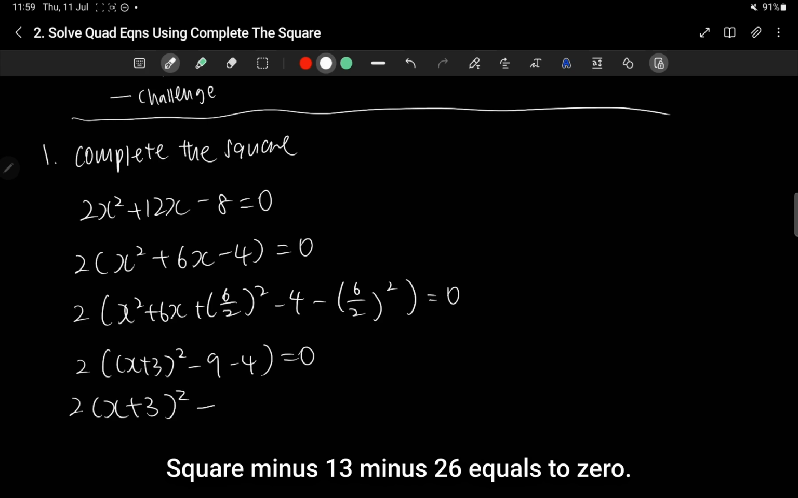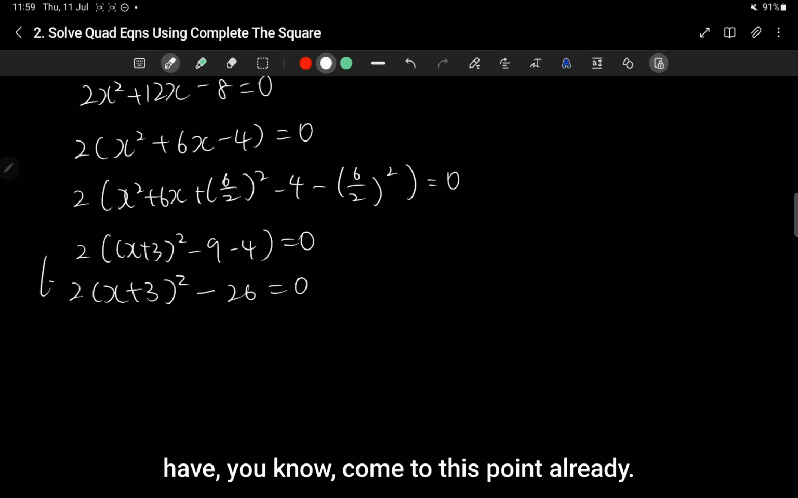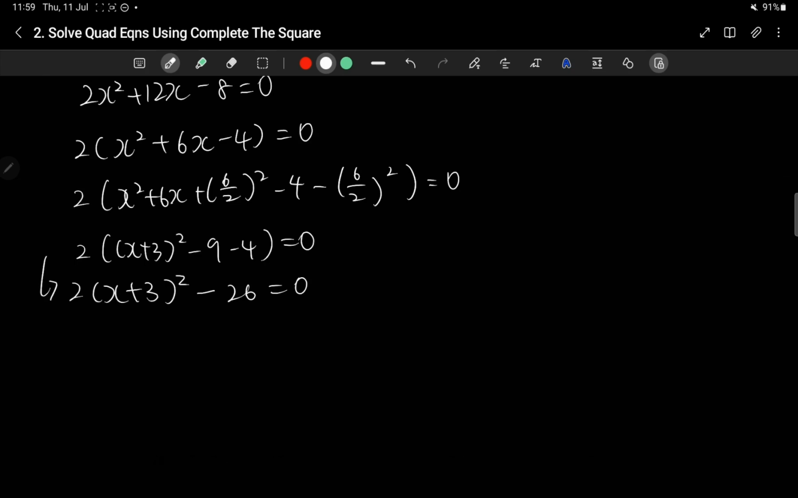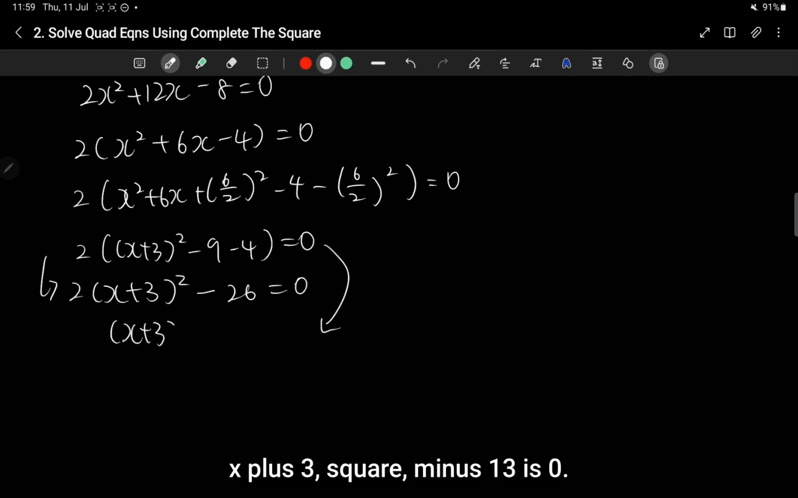I'll have 2(x plus 3) squared minus 13 minus 26 equals 0. And then, okay, so now we have come to this point already. Actually, you don't even have to expand it. If you expand it, sure, you can do it. But if you want, you can just straight away go to this step: (x plus 3) squared minus 13 is 0, right?